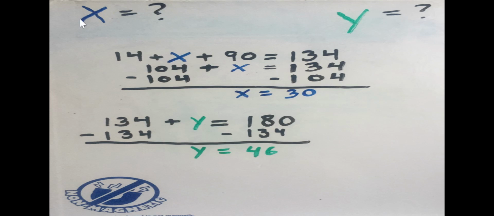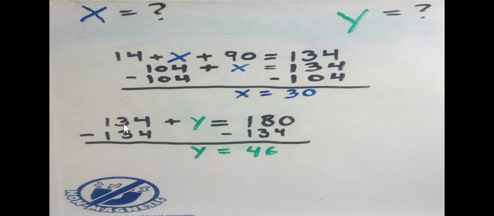Action. All right. We have blue for x, green for y. All right. So our equation was 14 plus x plus 90 equals 134. And then we added up 14 plus 90 and got 104 plus x equals 134. Subtracted 104 on both sides. X equals 30 right here in blue.